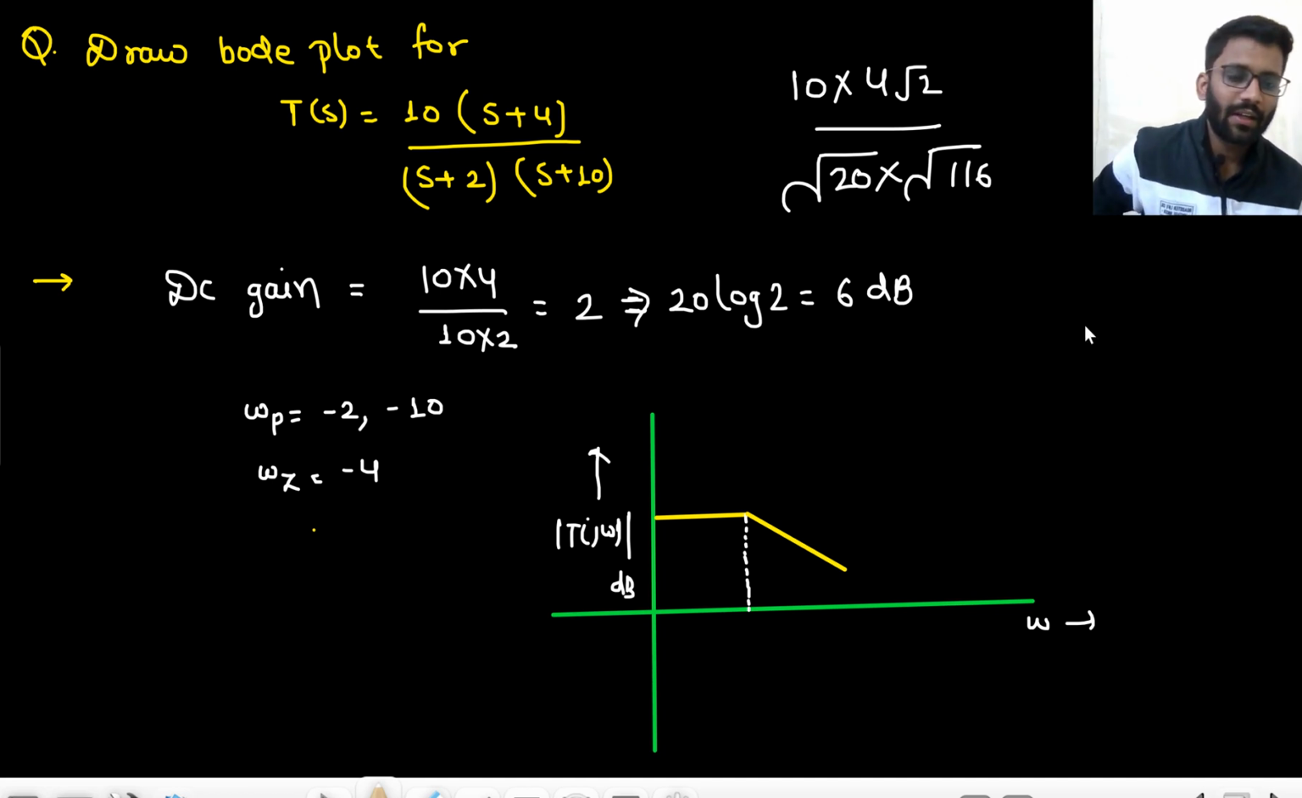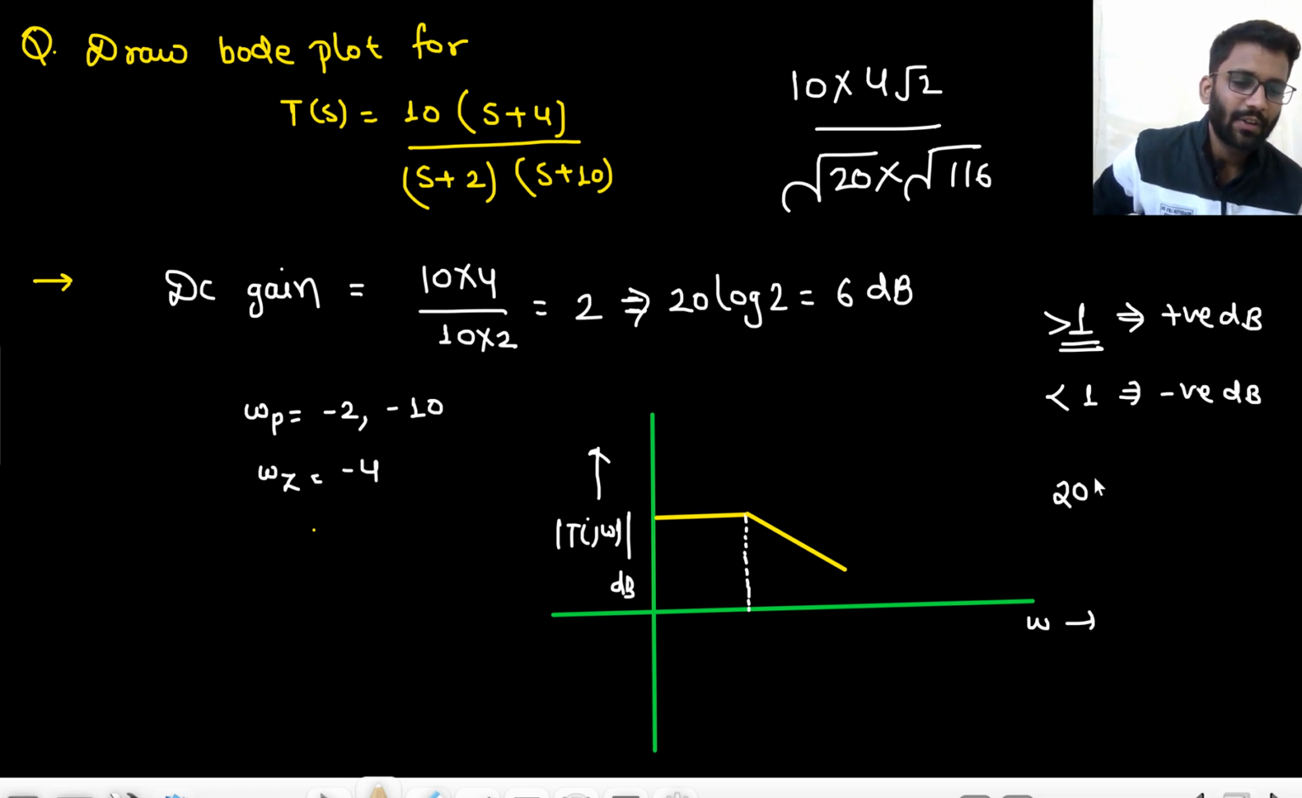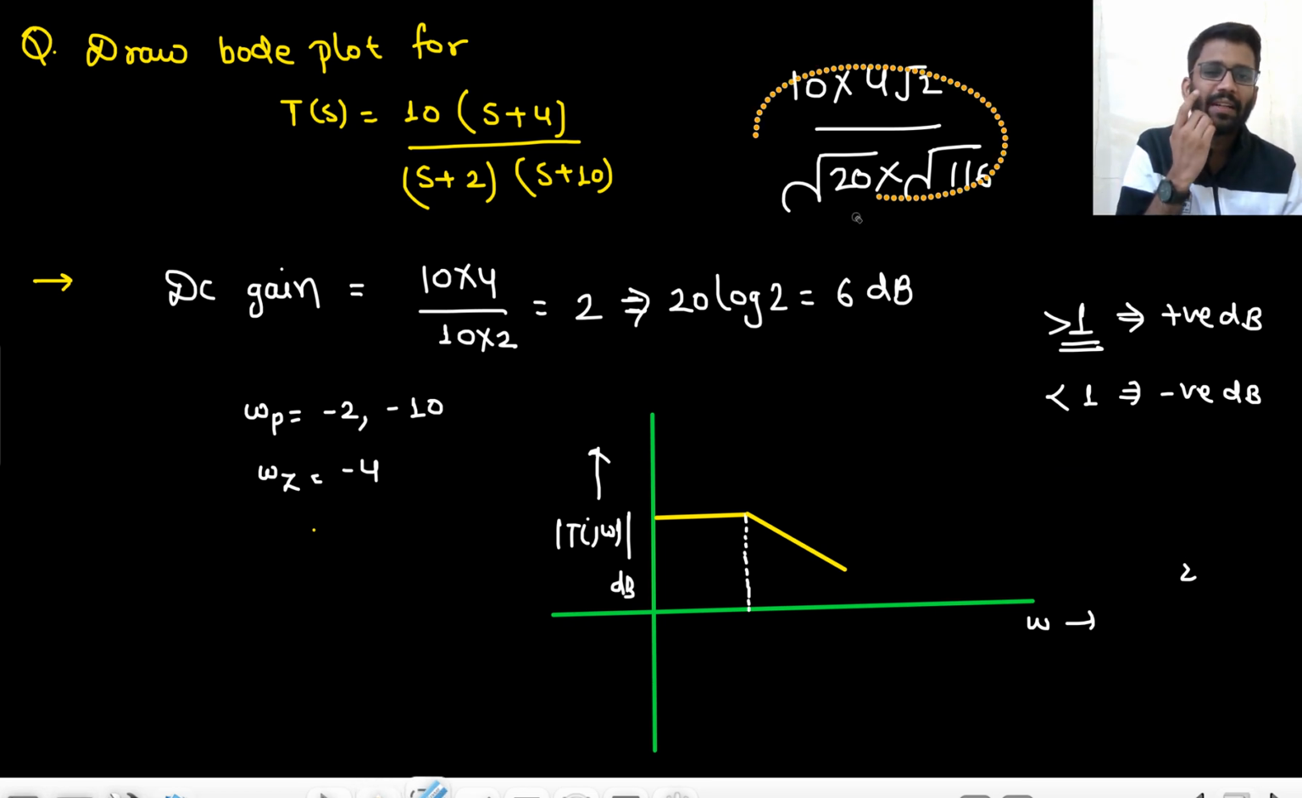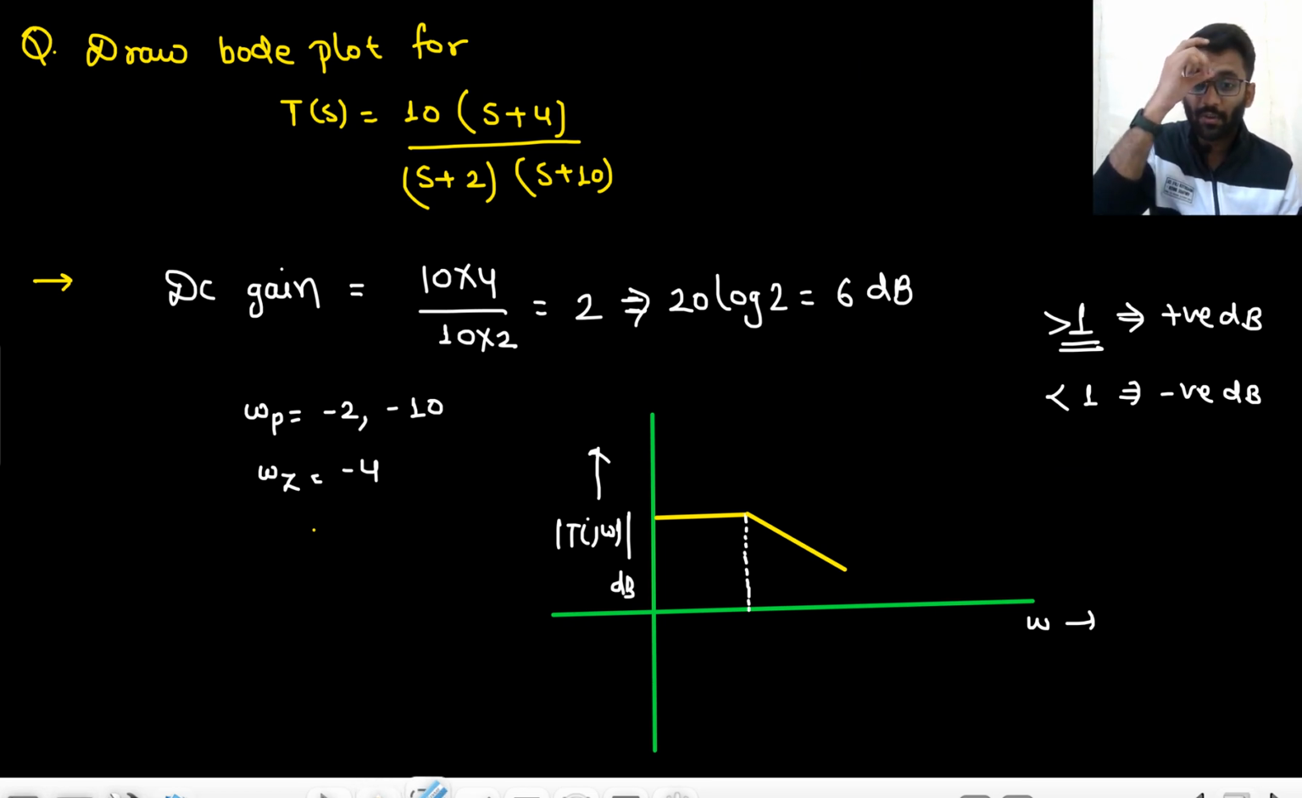If you get a value greater than 1 in decimal, that means it is positive in dB, right? And if it is less than 1, that means it is negative in dB, right? What is the value of 20 log 2? That is 6. What is the value of 20 log 1 by 2? That is minus 6, right? Very basic thing. So you are getting it positive, so basically your 4 will be somewhere here.